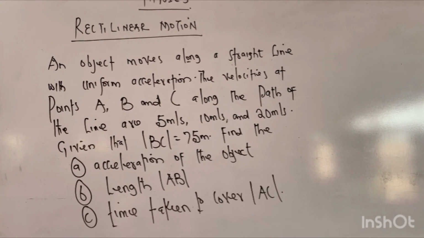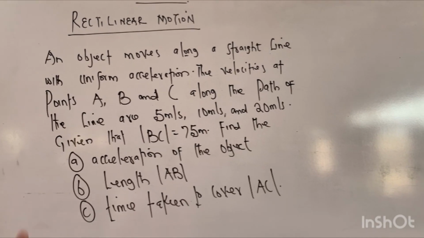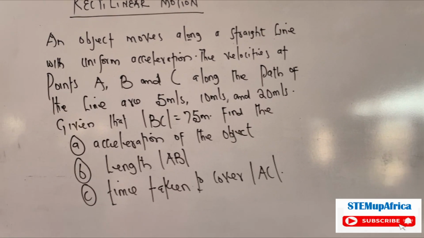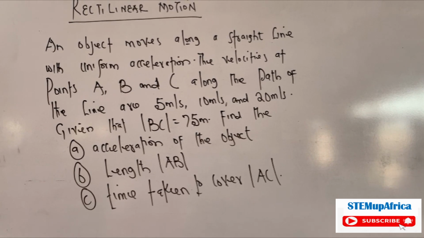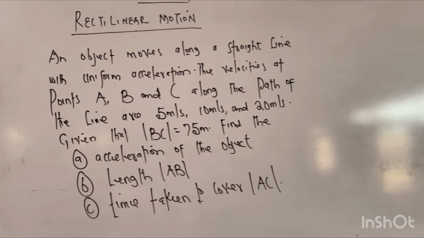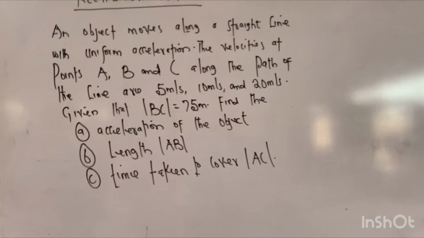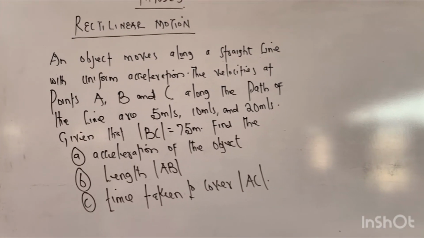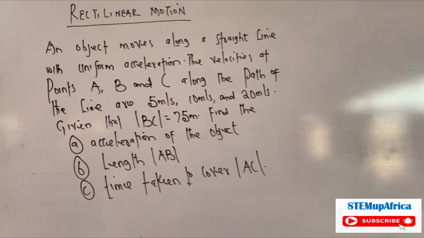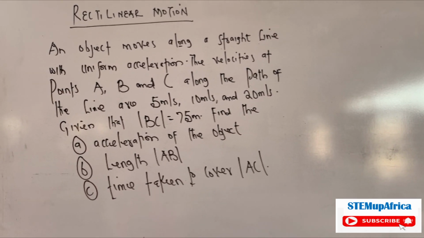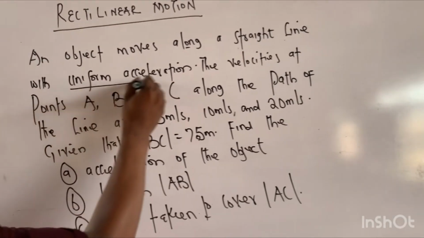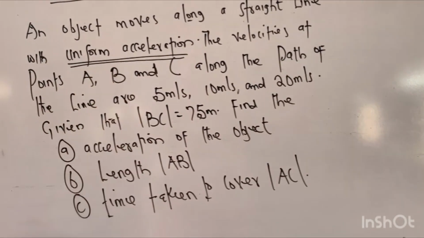We take into account two things primarily: uniform acceleration and the concept of rectilinear motion. Like I said earlier, uniform acceleration means constant acceleration, that is acceleration that is constant throughout the journey and doesn't change. So with that, let's read the question. The question says, an object moves along a straight line with uniform acceleration. Like I said earlier, it stands for constant acceleration.